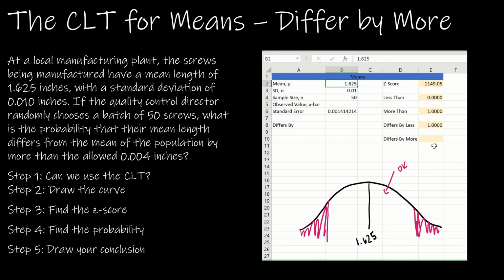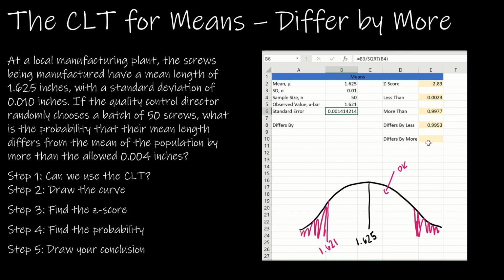Mean 1.625 inches, standard deviation 0.01. Make sure that you get the 0.01 and not 0.1. Sample size is 50. Observed value, again, this is where you have to kind of do the math. So the easiest way to do it is to take the 1.625, and remember, I'm going to subtract the 0.004 because I want the area on the left. So this is 1.621. Now you can do that in your head as well, but if you make mathematical errors, then the whole thing's wrong. So use Excel for anything that you need it for.